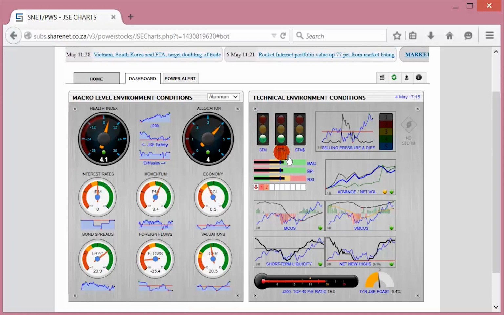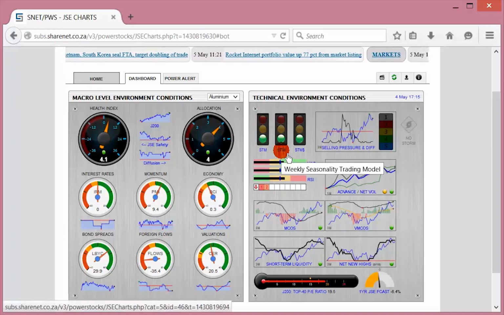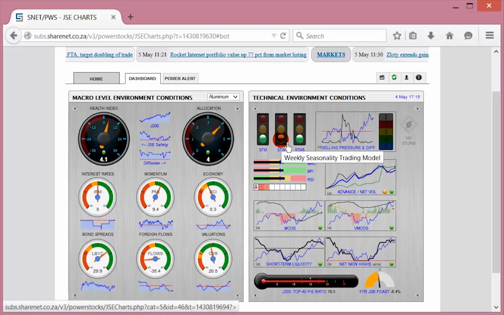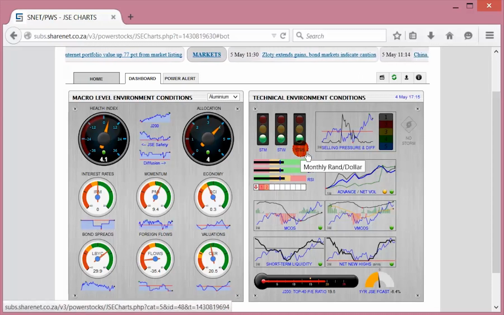There's STW, which is a weekly seasonal timing model that looks at the most favorable weeks to be in the market or not, and that you can see is in cash. And then you can see STM dollar, which is seasonal timing model dollar. That's basically the rand dollar. If you like trading the rand dollar, that shows you whether we are in a favorable or a bearish period for the rand dollar. So obviously if it's green, it's hinting that we are long the dollar. If it's red, it means we are short the dollar or long the rand.